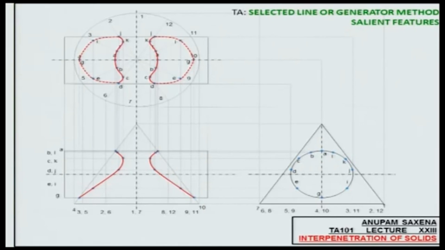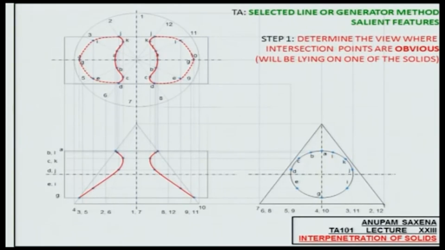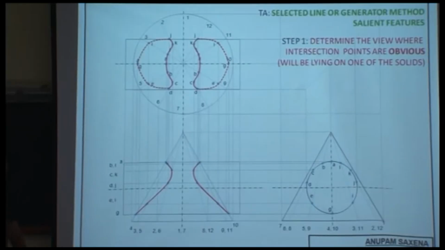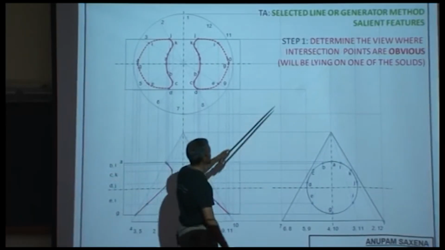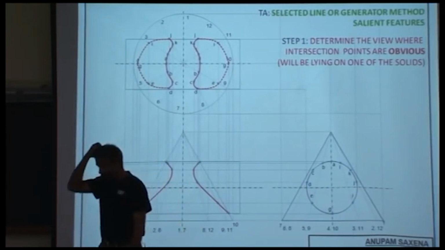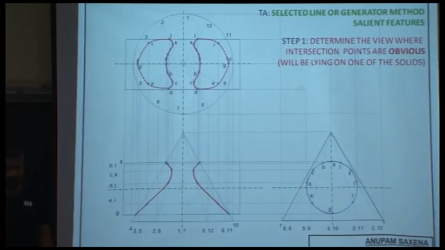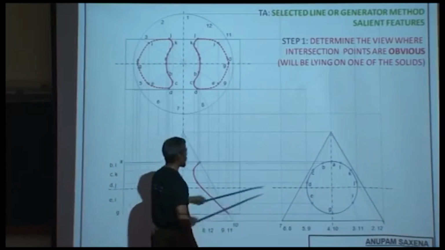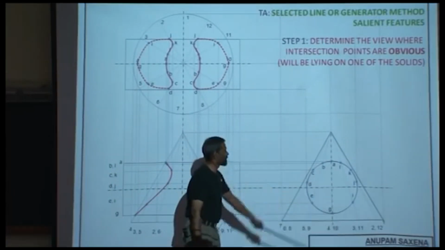Okay, important points or salient features. Step 1, that's something which is critical. You have to figure out the view where the intersection points are obvious. Okay, and the way to figure that out is to figure if the intersection points are going to be lying on one of the solids. Look at the front view, look at the top view, and look at the profile view, and you will figure that your intersection points will be lying on this circle in the profile view.